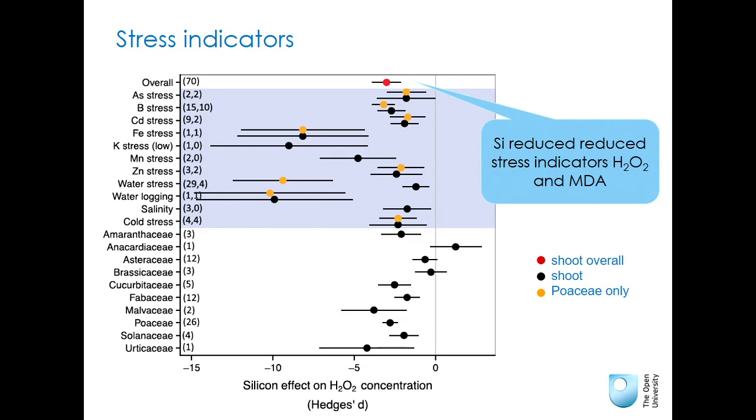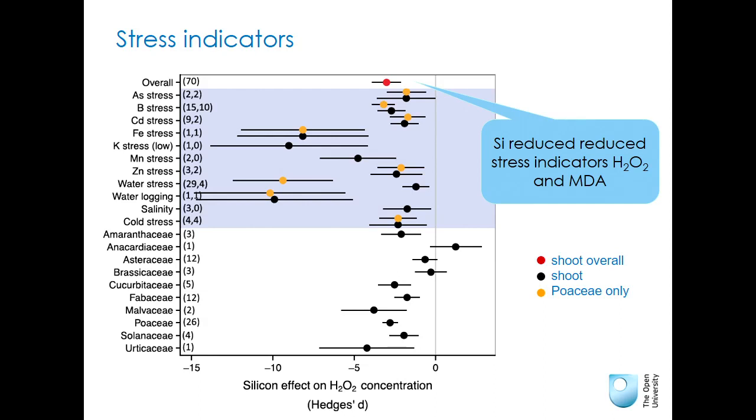So what is silicon doing? What we see when we add silicon to stressed plants is a consistent reduction in indicators of oxidative stress, such as H2O2 and MDA. So the same sort of plot, we see this overall significant reduction, separated by stress type and plant type. Again, I've pulled out the Poaceae, and I think this is quite a strong message, because we see a couple that cross the zero line, but most are well below. So almost all of the experiments that we compiled here, about 70, showed a reduction in these stress indicators with the addition of silicon.